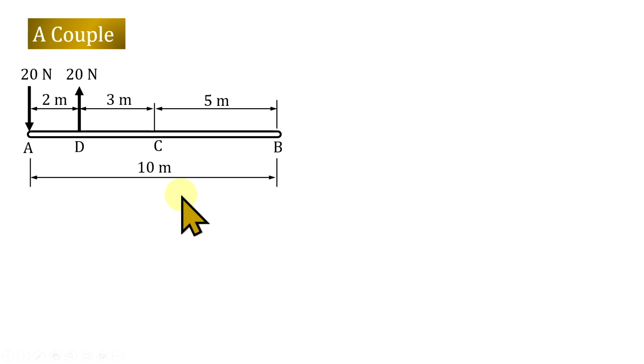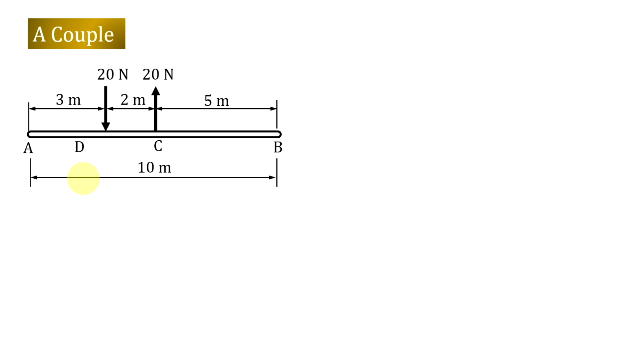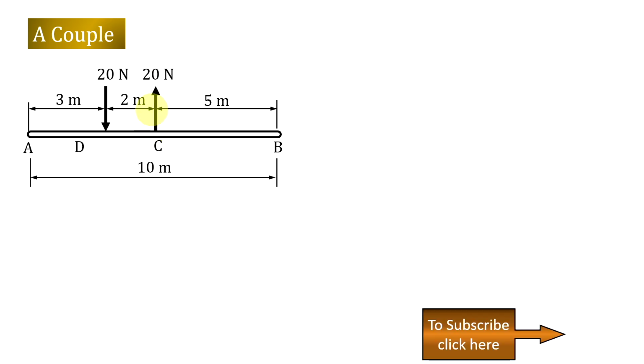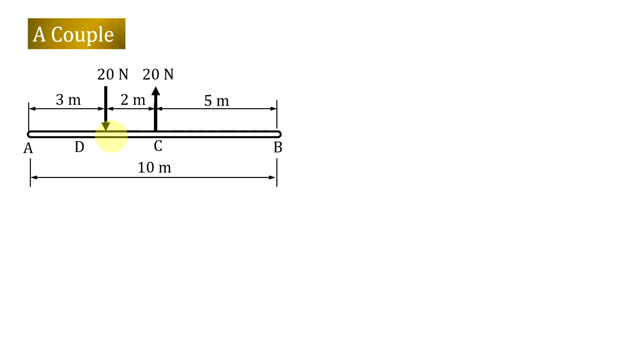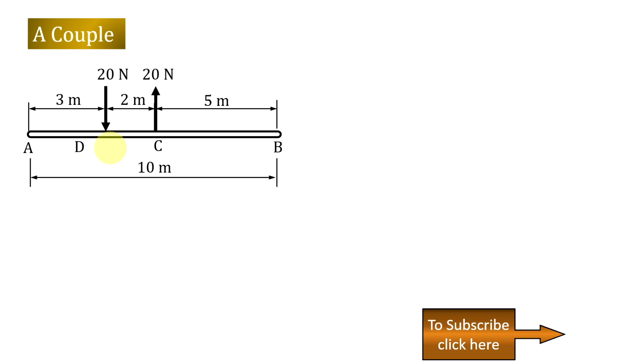Now watch, again it is the same rod, same couple acting on the rod, but we are going to move this couple closer to point B. Watch carefully the diagram. So here I have moved this couple now closer to B. Now the 20 Newton upward force is at point C and at distance 2 meters the 20 Newton downward force. So it is the same couple, only now it is closer to point B.